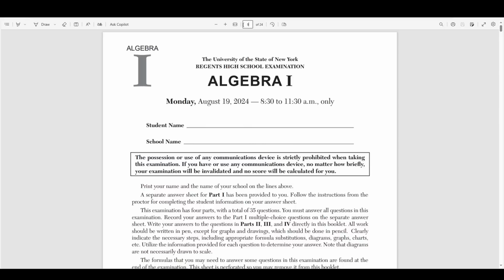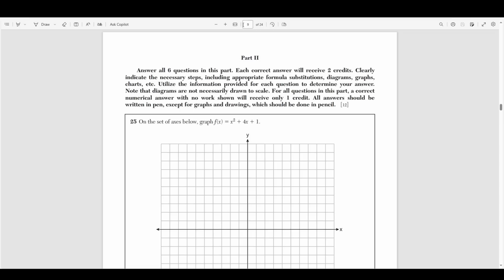Hello everyone, today we're going to be going over the August 2024 Algebra 1 Regents exam. In this video, we're going to be looking at part 2, which is 6 short response questions, each worth 2 points. A link to this test will be in the description of this video if you want to follow along at home.